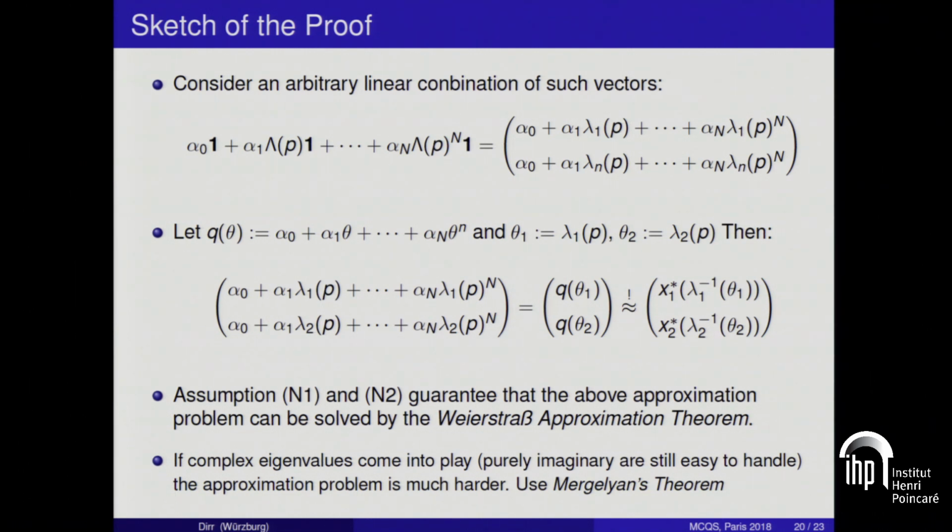Here you have a polynomial in theta 1, and here you have a continuous function in theta 1. This reminds you of Weierstrass. Weierstrass is the right one to choose. Weierstrass guarantees you that on a compact set you can approximate each continuous function arbitrarily close by a polynomial. But you have to solve both of these equations.